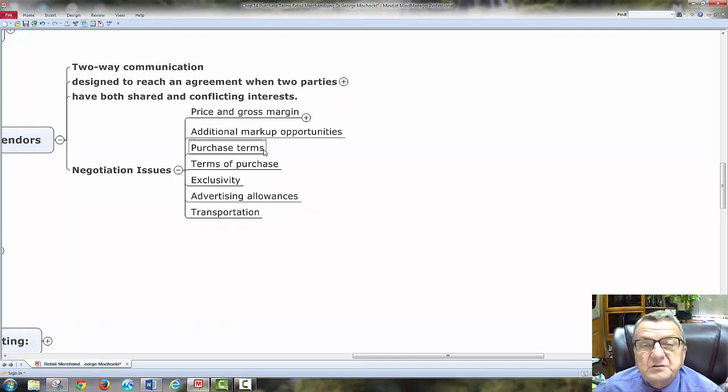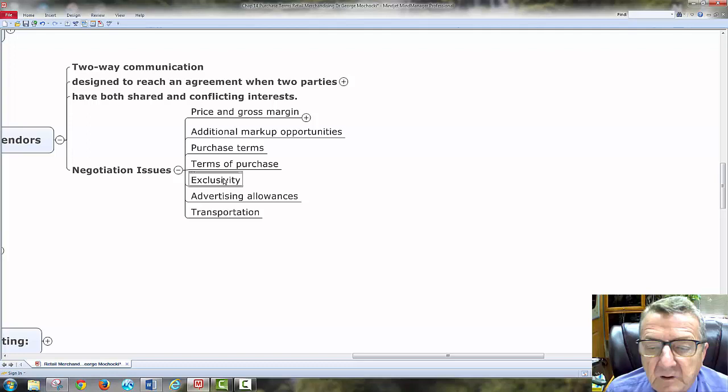Okay. Additional markup opportunities you could get. Business purchase terms we'll talk about a little bit. Terms of purchase we'll be talking about exclusively just for your business. That means no one else can carry this product line except this chain. And sometimes, if you look at some repair merchandising, some electronics stores are authorized dealers for, let's say, Sewing. That means you could bring your part in there, they could fix it, and it won't damage your warranty or void your warranty on that.